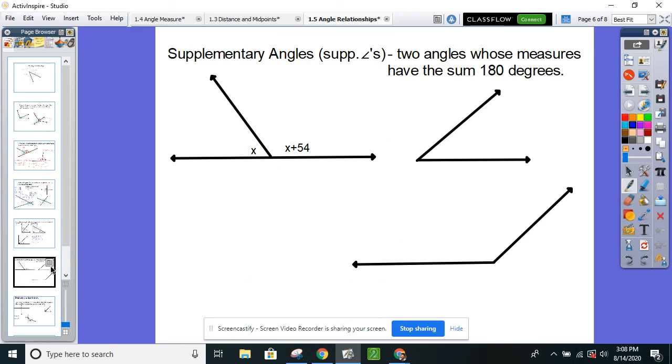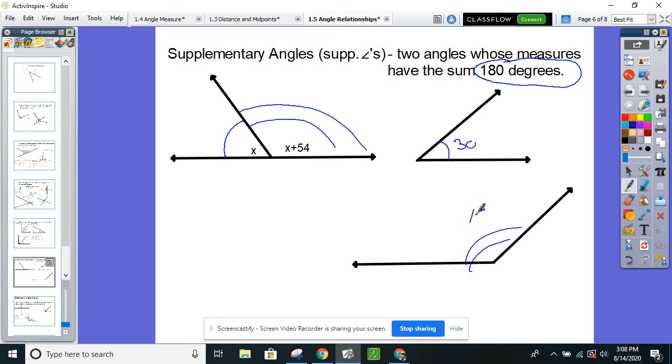Now, supplementary angles are again two angles, but this time they equal 180. Just like before, a linear pair can be supplementary because together they make the line, but they don't have to be necessarily right next to each other. If I tell you these two are supplementary angles, and this one is, I don't know, 30, you can already figure that out. What would that be, class? Yeah, 150. Good job.